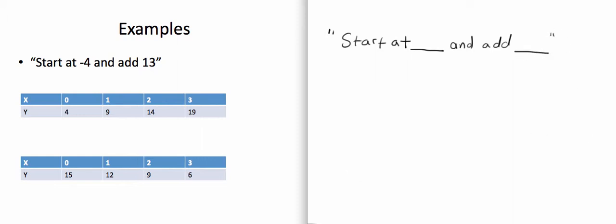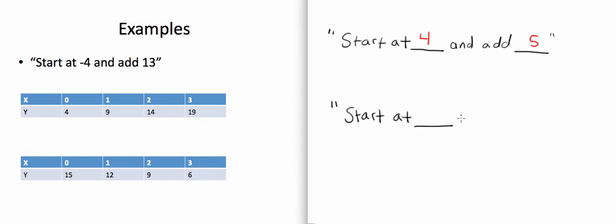So if we look at this next one here, we're going to start at 4, and then we look here, this one goes from 4 to 9, so that means it's going up 5. It continues to go up 5 each time, so we add 5. So that would be for that second example.